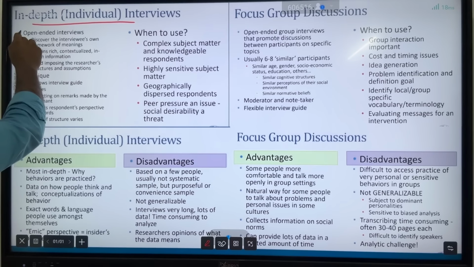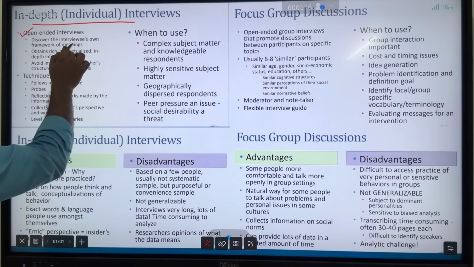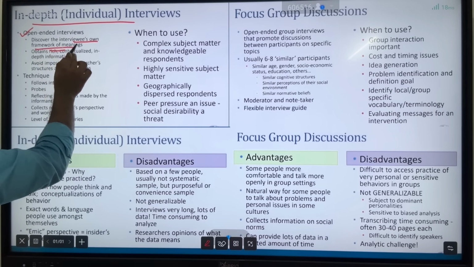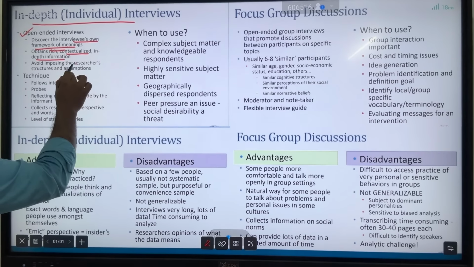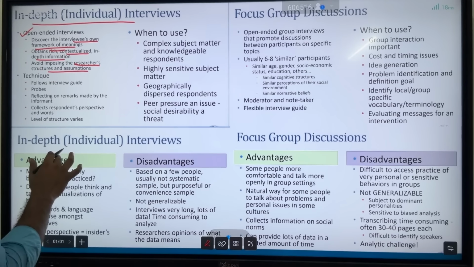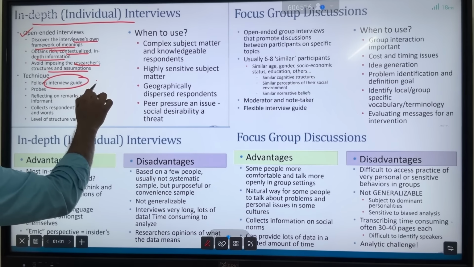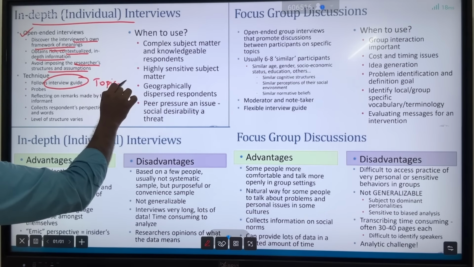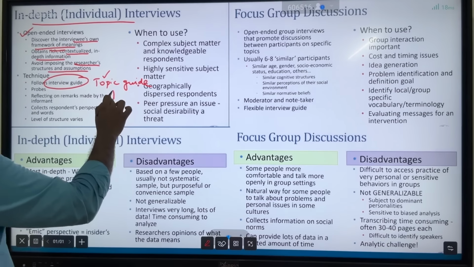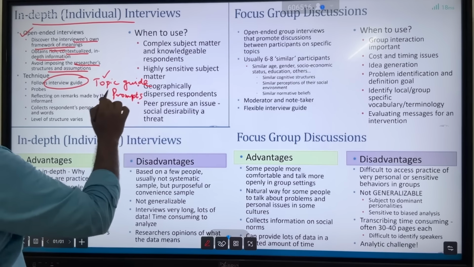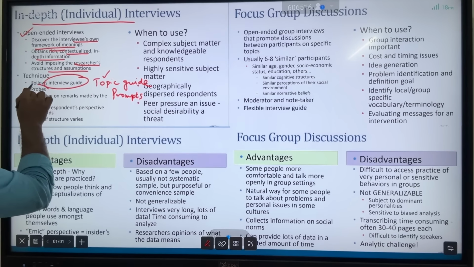Here we have open-ended interviews. We try to discover the interviewee's own framework of meanings. It obtains rich, contextualized, in-depth information. It tries to avoid imposing the researcher's structures and assumptions. The technique is that we follow an interview guide, otherwise called a topic guide. That is the set of questions we are going to ask. And the prompts, otherwise called probes, will also be present within the topic guide.